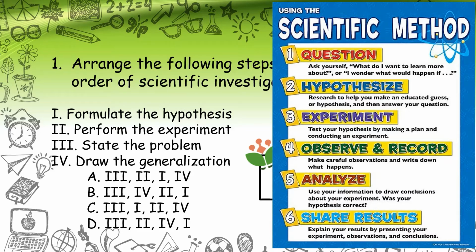result through publication. So in our number 1 question, you have to arrange it in 3, state the problem, followed by 1, formulate the hypothesis, and then 2, perform the experiment, and then 4, you draw the generalization or the conclusion.